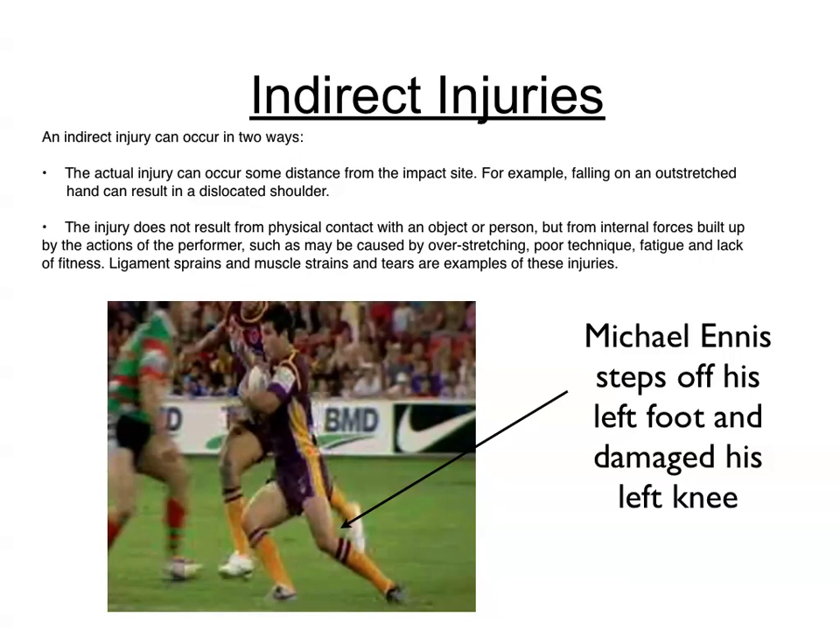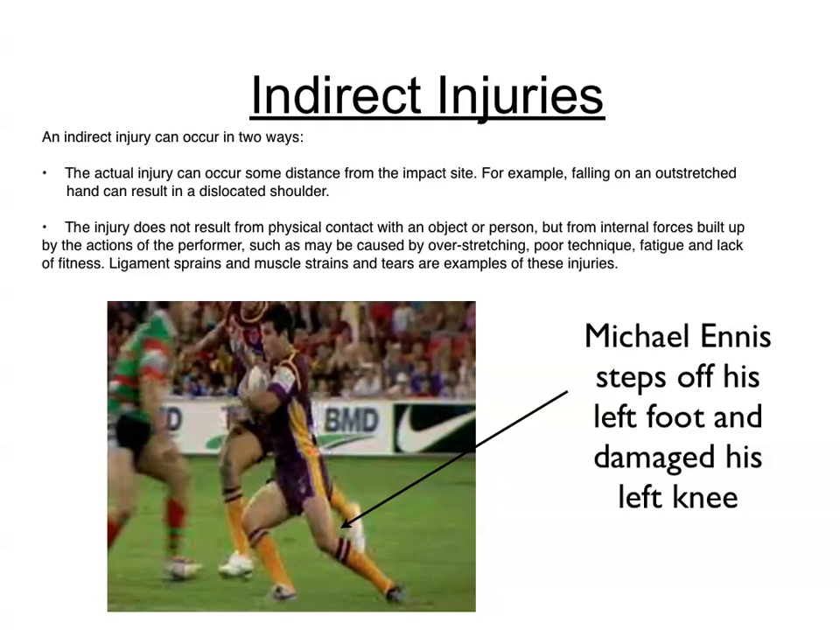An indirect injury can occur in two ways. The first one is that the actual injury can occur some distance from the impact site. For example, falling on an outstretched hand can result in a dislocated shoulder, as you would see a lot of the time with people that snowboard or ski. The second type is that the injury does not result from physical contact with an object or person, but from internal forces built up by the actions of the performer, such as may be caused by overstretching, poor technique in running, fatigue, and lack of fitness. So ligament sprains and muscle strains and tears are examples of these injuries.